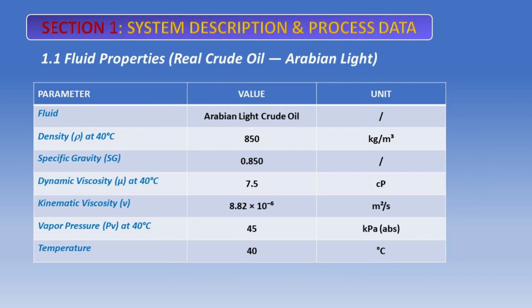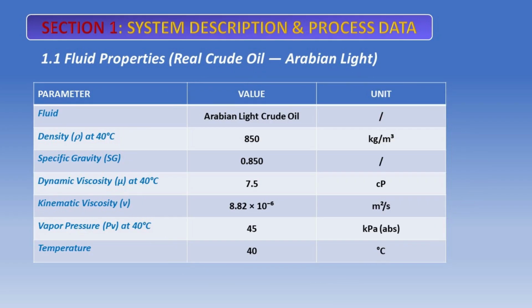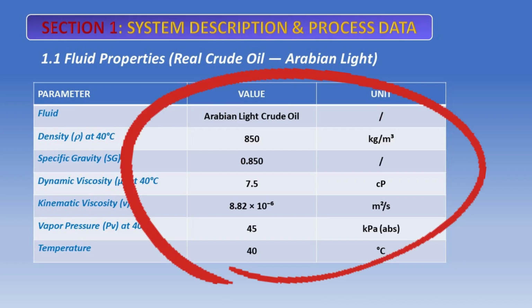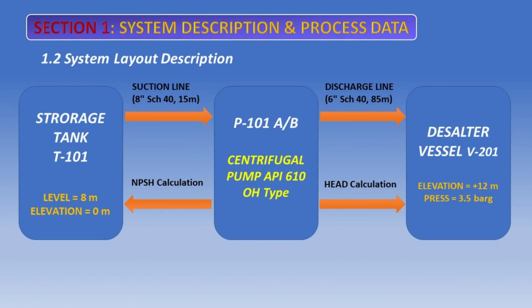We also note the vapor pressure, which is 45 kilopascal absolute. This is a critical number, as we will see later when we analyze the net positive suction head available, or NPSH. Here you see a simplified schematic of the system layout.